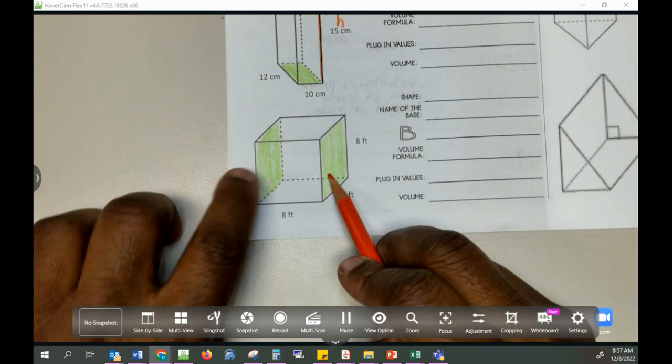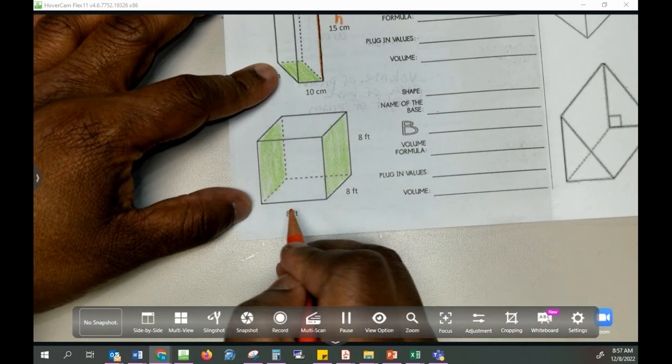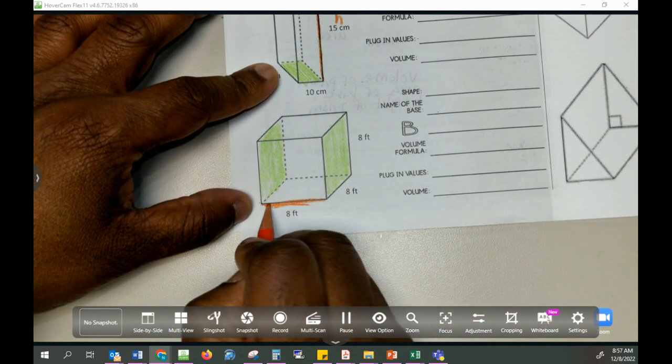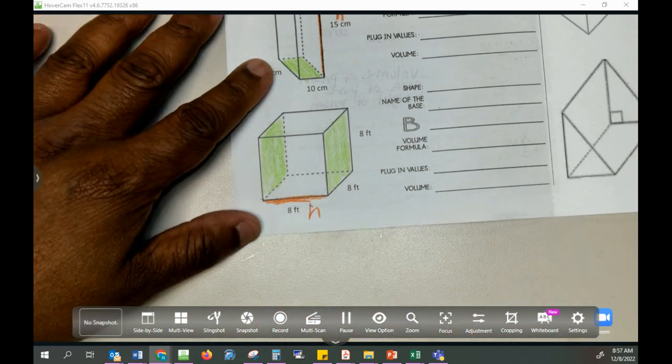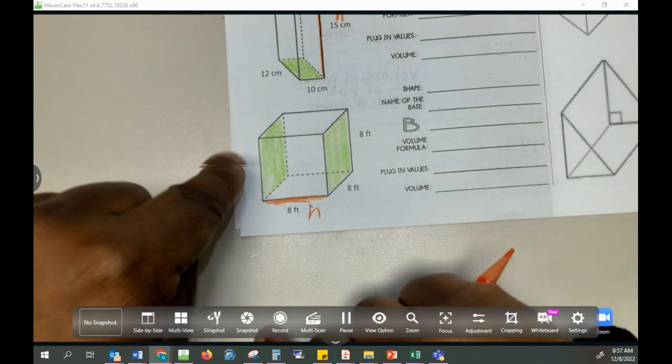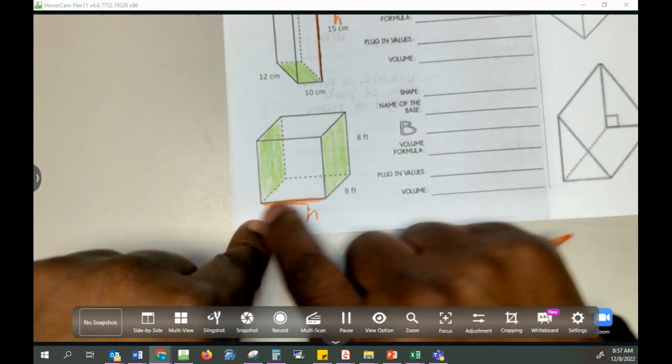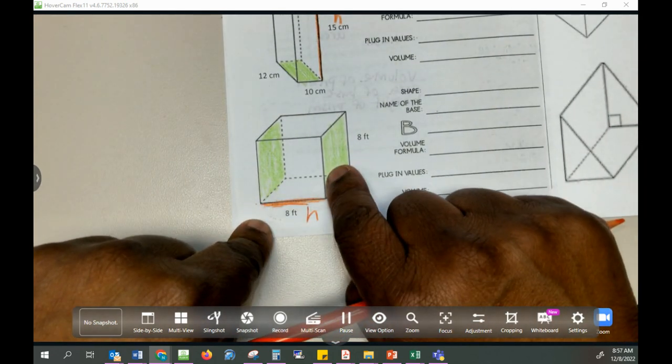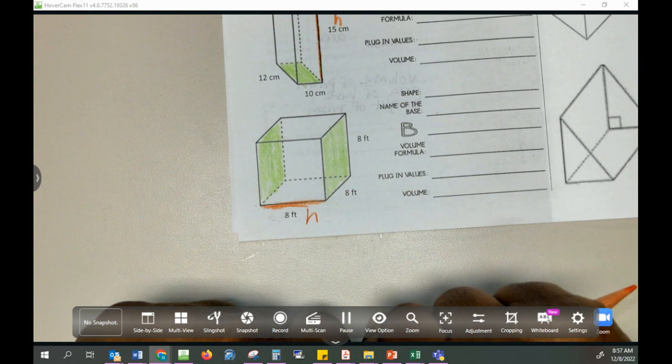If these two are my base, that means that my height will be the 8. Does that make sense? Because we want to make sure that the bases never touch. So the height is always what's in between wherever you identify as your bases.